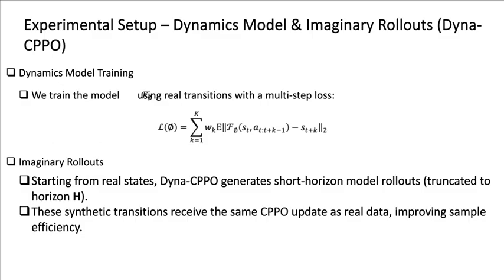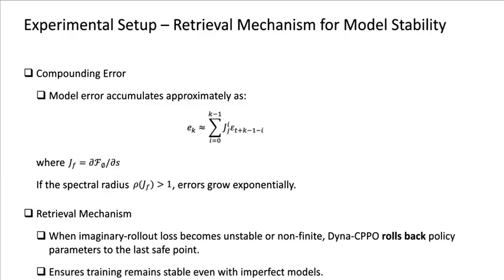For Dyna CPPO, we add a small dynamics model trained on real data. Then we generate short imaginary rollouts and treat them like extra training samples. This gives the agent more signal and improves sample efficiency. Model rollouts can drift, so errors can blow up. If that happens, we roll the policy back to a safe checkpoint. This keeps training stable even when the model isn't perfect.